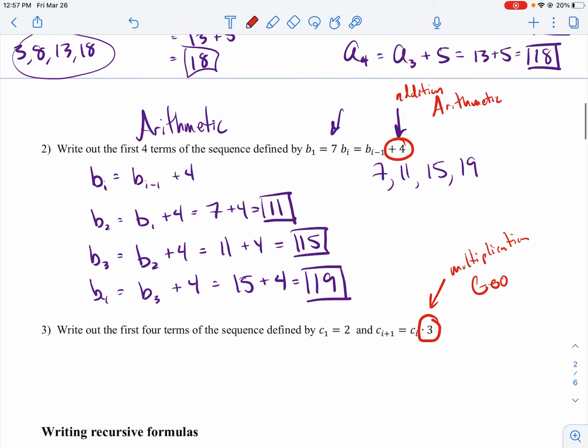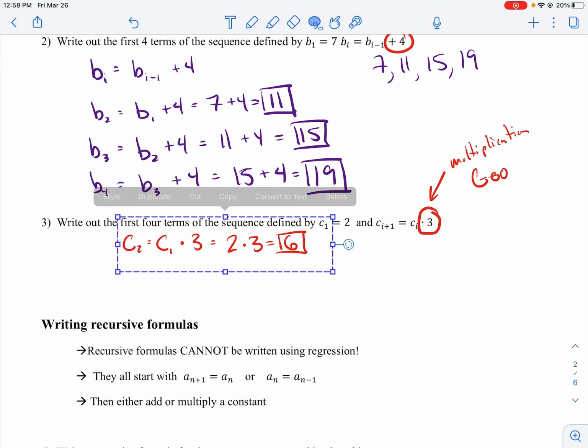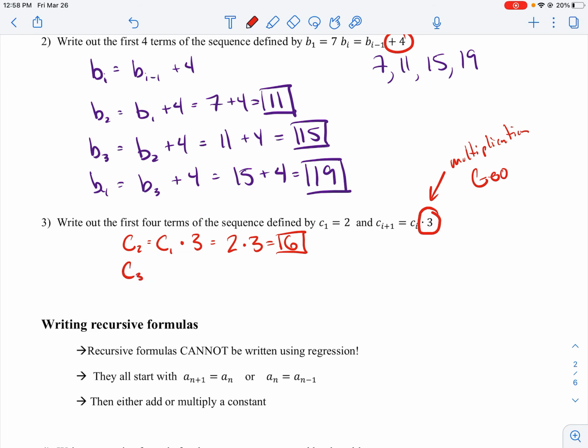So, that being said, let's find our second term. Our second term is going to be our first term times 3. Our first term is 2. 2 times 3 is 6. So there's our second term. Our third term is c sub 3. It's equal to our second term times 3. Our second term is 6, times 3, 18.